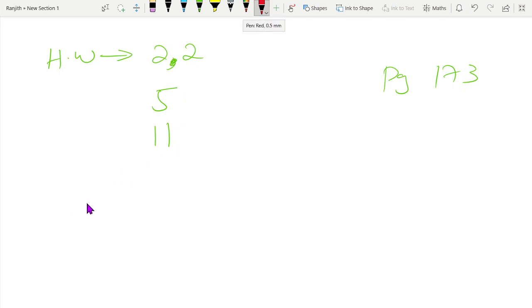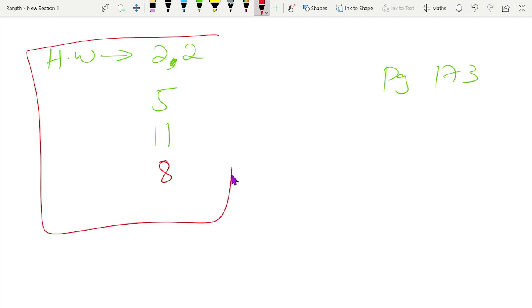Then let me check the 8th question. 3x is greater than or equal to 4. You can try even the 8th question. Okay, four questions for homework: second main, second, 5, 11 and 8. Is it clear? Yes, sir.